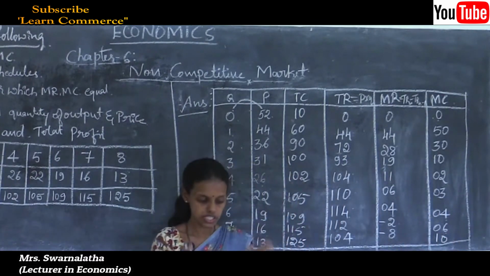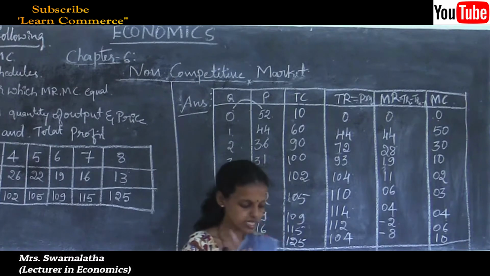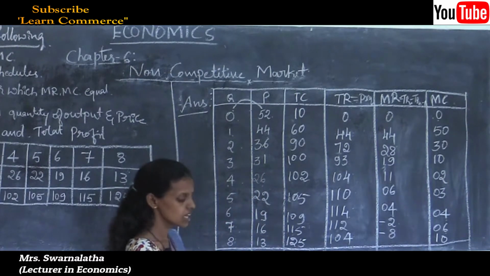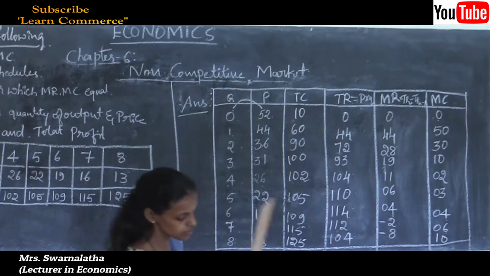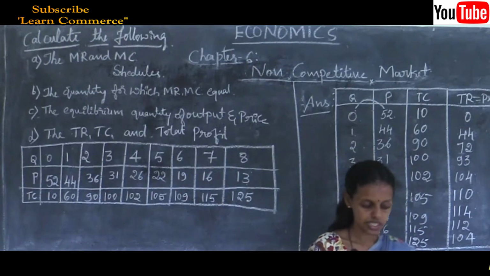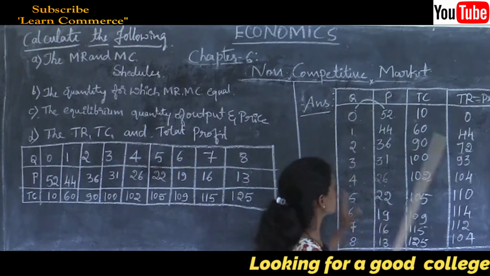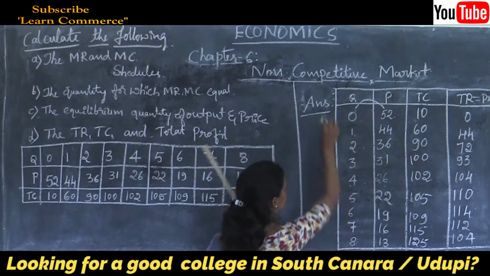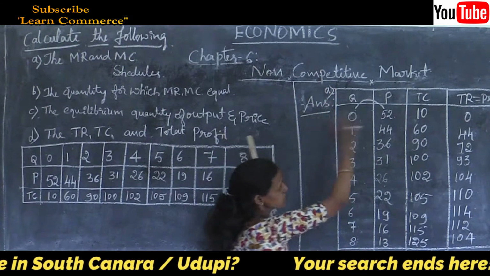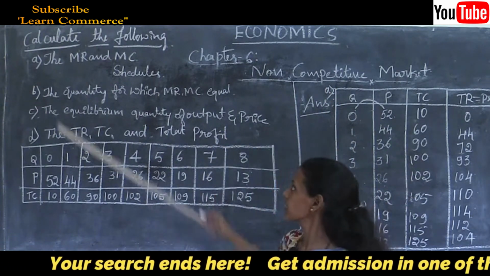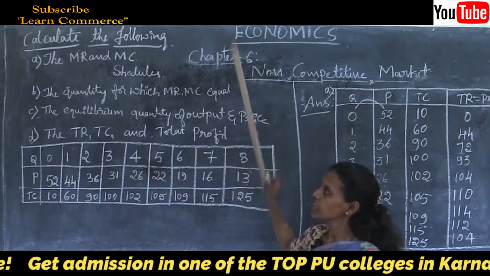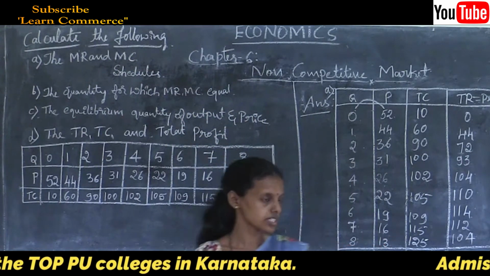Now the calculation is over. Next, what is our main concentration? The first question is the MR and MC schedule. The schedule is finished. This is question A. We have solved question A, the MR and MC schedule.